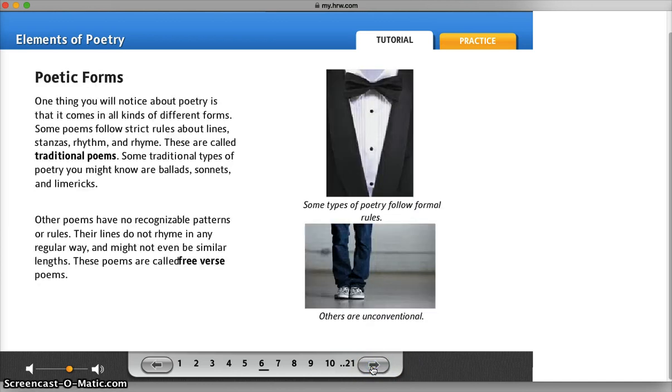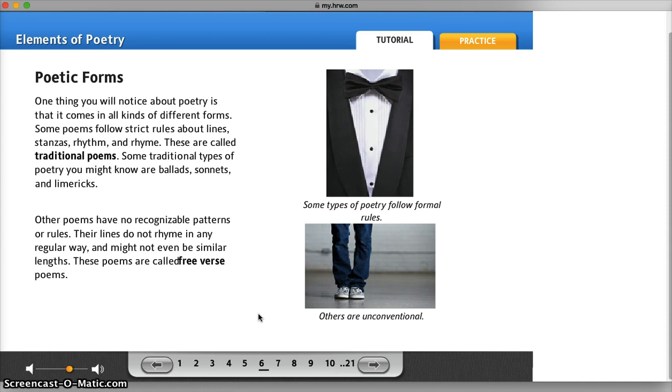One thing you will notice about poetry is that it comes in all kinds of different forms. Some poems follow strict rules about lines, stanzas, rhythm, and rhyme. These are called traditional poems. Some traditional types of poetry you might know are ballads, sonnets, and limericks. Other poems have no recognizable patterns or rules. Their lines do not rhyme in any regular way, and might not even be similar lengths. These poems are called free verse poems. Free verse poems are the kind that we are going to focus on in this unit.